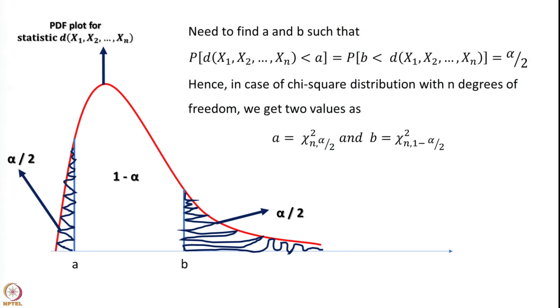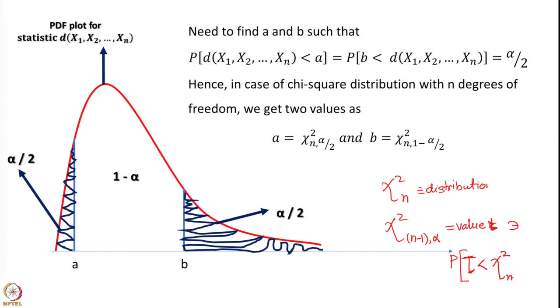So let us see some things which I feel I should clarify. When I write chi square with n degrees of freedom, I mean a distribution. But when I say chi square n minus 1 alpha, what I mean is a value t such that the probability of the random variable t less than chi square n minus 1 alpha is equal to alpha. This is what I mean. This is what I will explain in the next session.